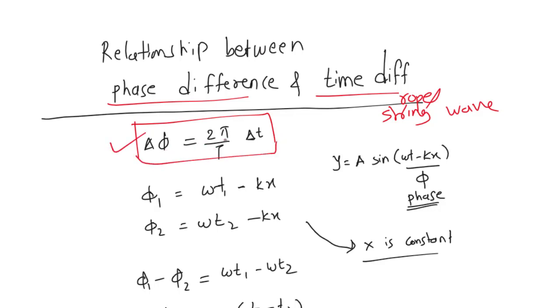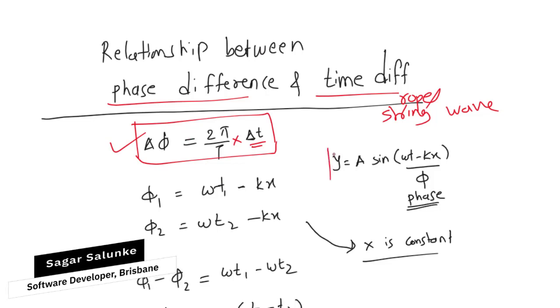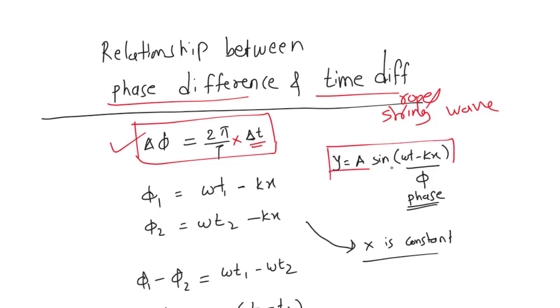So phase difference is equal to 2 pi divided by T into time difference. Now let us see how this formula is derived. We know that the equation of the wave is given by this formula. y is equal to a sine omega t minus kx, where this is the phase phi.